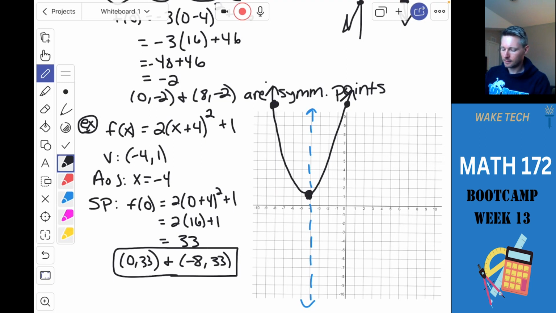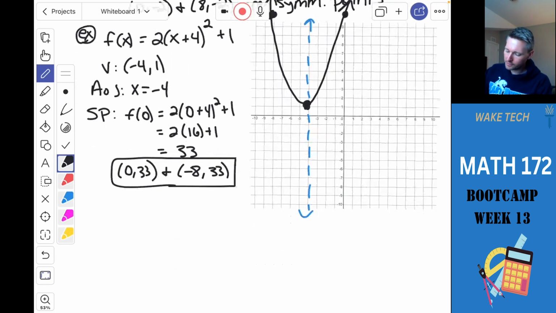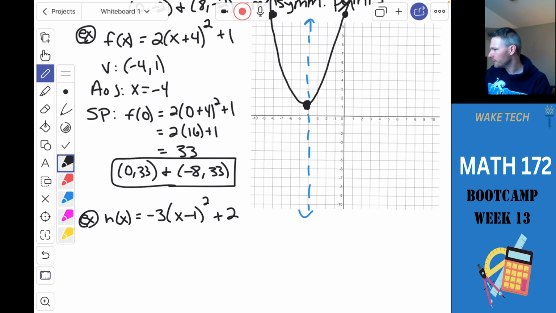Okay. We'll try one more of those just because we're saving a little bit of time by not completing the square so many times. So let's try this, and I'll give you some time to try it on your own, and we'll check it together. h of x equals -3 times (x minus 1) squared plus 2. See if you can identify the vertex, axis of symmetry, and then a pair of symmetric points.